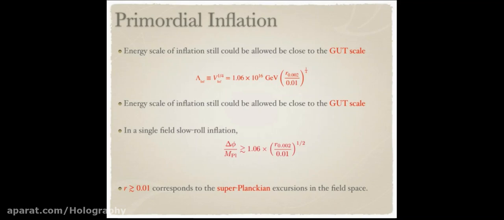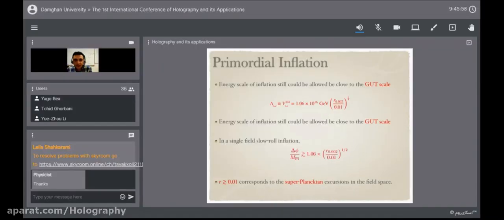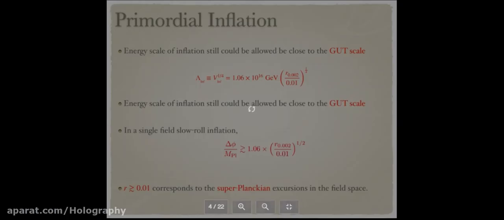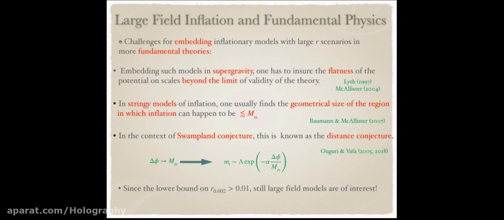There is another relation for the single field inflation that relates the excursion of the field in the field space to the tensor scalar ratio by this relation. And again, 100 is a critical number that appears in this relation. So basically, if R is bigger than 100, the excursion of the field is bigger than M Planck. And this is usually problematic for fundamental physics, for embedding the inflationary models in fundamental physics, especially string theory.